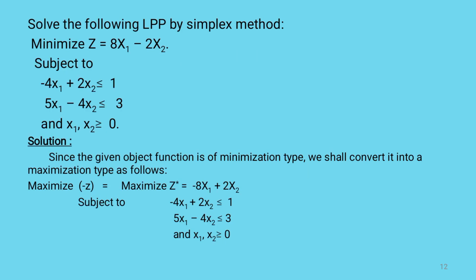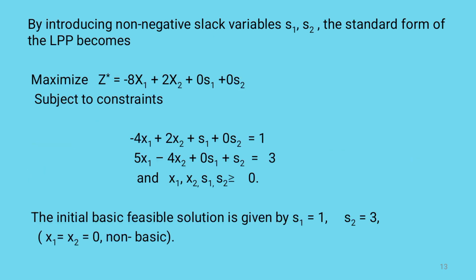We have one more problem using the Simplex method. It is a minimization problem. So we convert the minimization to a maximization using the minus of maximum z. So minimum z is minus of maximum z star, that is, maximum z star is minus of minimum z. So we convert everything to equations in standard form. We introduce two slack variables s1 and s2, giving the basic feasible solution s1 is 1 and s2 is 3.